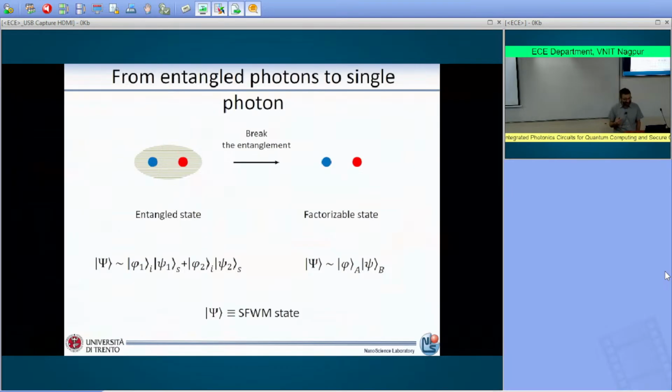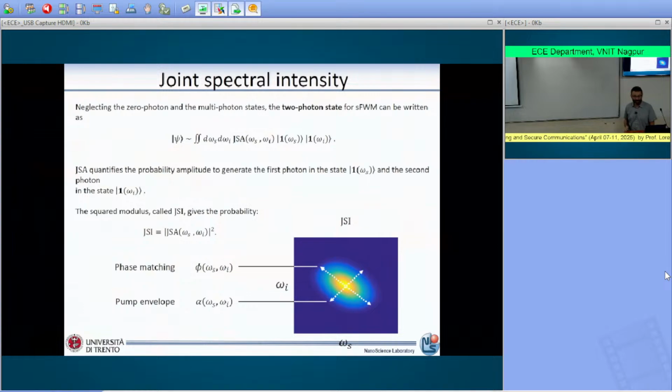How do we characterize the correlation properties of a two-photon state? The quantity that we are using is called the joint spectral intensity. In this case, we are describing the two-photon wave function, resulting from one photon in the signal frequency mode and one photon in the idler frequency mode. This is the probability to have one photon at the signal and one photon at the idler energies.